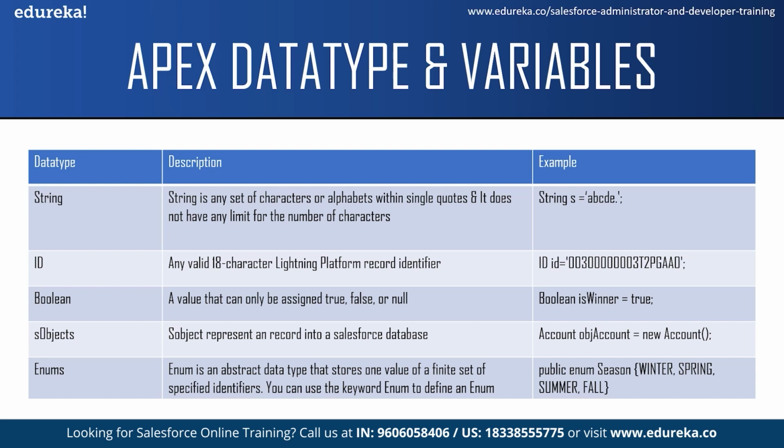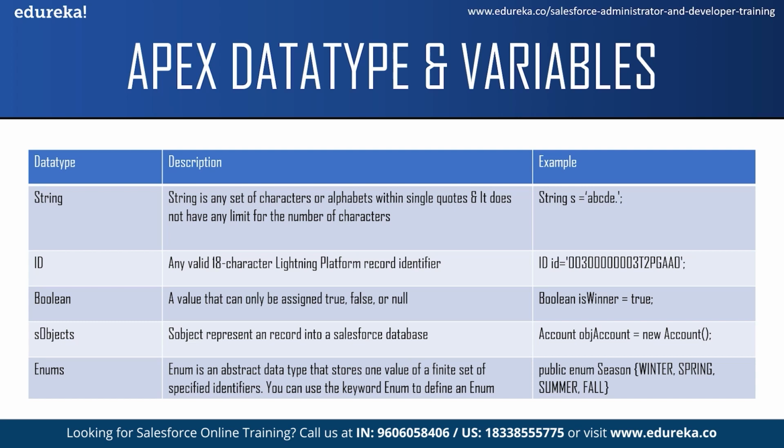Followed by the string data type, we have the ID data type. Now ID is used to store the ID of a record. As we know, all records will have a unique ID, so in order to perform any operation on that record, we need to use the ID of that. So ID in Apex is any valid 18-character Lightning Platform record identifier. If you set an ID to a 15-character value, Apex automatically converts the value to its 18-character representation. Here you can see the example of an ID, which is 003 followed by a number of zeros, 3T, 2PGAAD. It is basically an 18-character Lightning Platform record identifier.